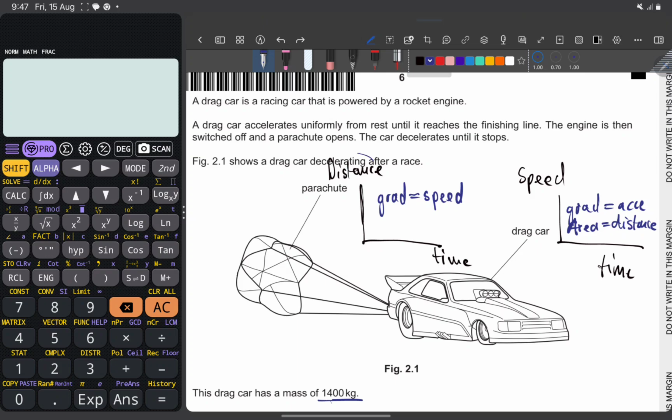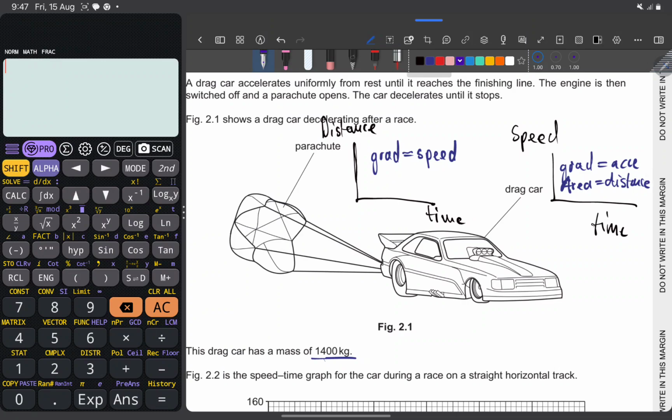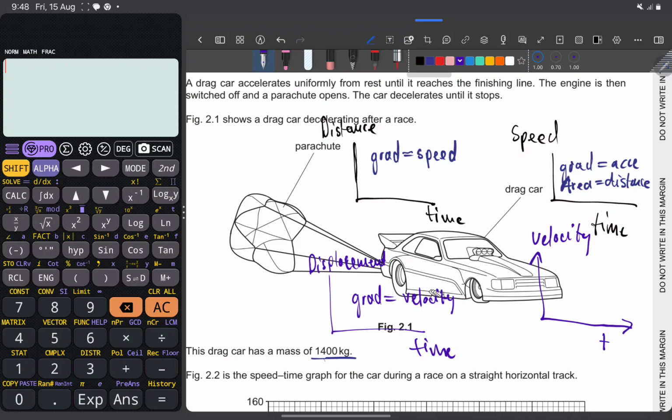Now you say, what about the area under the distance time graph? It's nothing. It does not tell us anything. So this is all we got to know. If we had a displacement time graph, instead of a distance time graph, it is just the same. Because on here, the gradient, instead of being speed, is now velocity, the vector version of speed. And on a velocity time graph, okay, we have a velocity time graph.